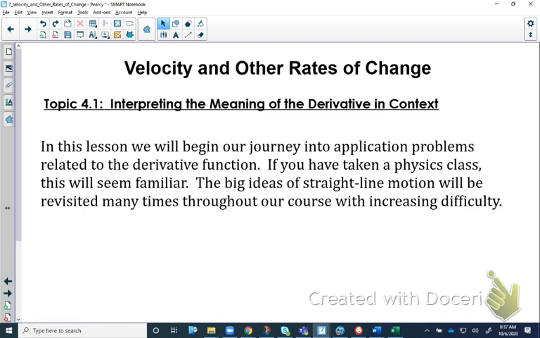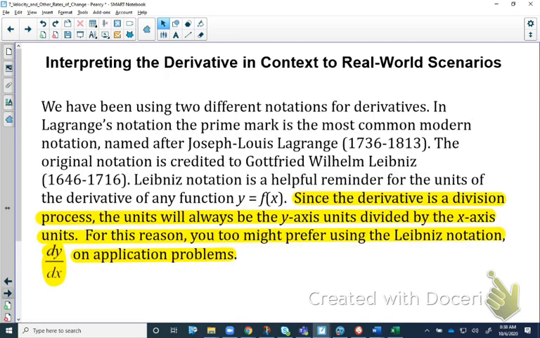Here, what it's telling you in the lesson, we're going to be talking about how position, velocity, and acceleration are related to each other in the context of a derivative. If you've taken a physics class, then the things that we're going to be looking at here ideally are going to be familiar to you. This paragraph is really talking about the way we notate the derivative in calculus.